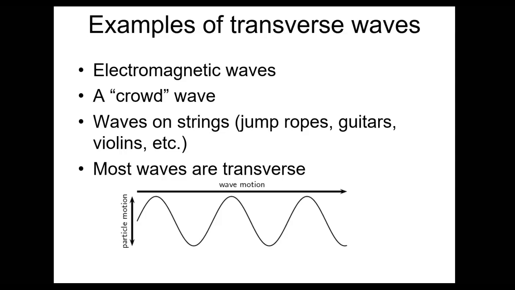Everything from jump ropes to a wave on a guitar string, violin string, any type of string instrument. Again, most waves are transverse waves, and this is what a transverse wave would look like. You see the wave traveling one direction and the particles making up the wave traveling perpendicular to that direction.